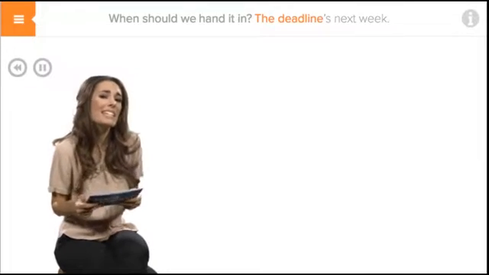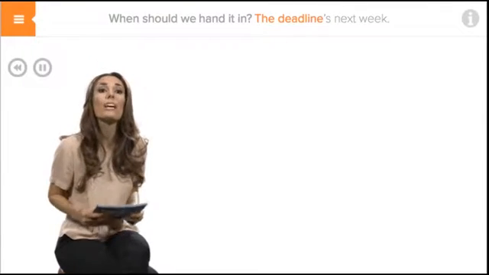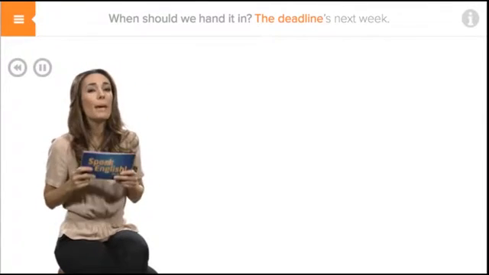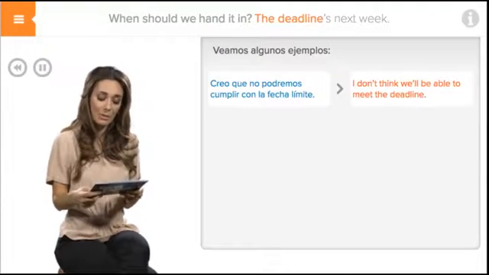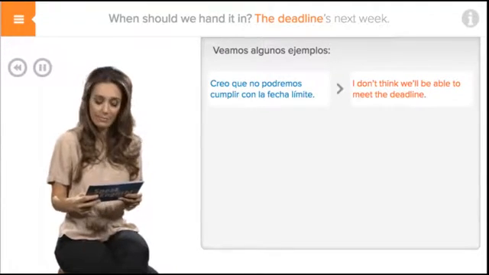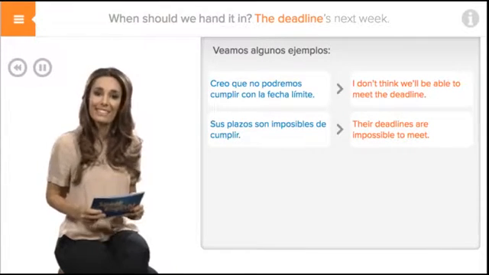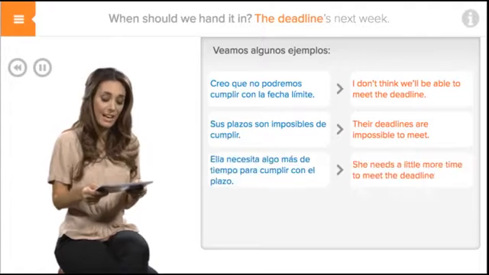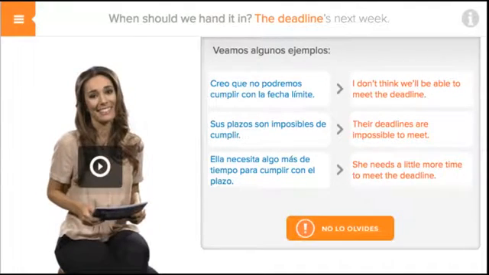Por otro lado, to meet a deadline es como expresamos cumplir con un plazo o con una fecha límite. Veamos estos tres ejemplos. I don't think we'll be able to meet the deadline. Their deadlines are impossible to meet. She needs a little more time to meet the deadline.